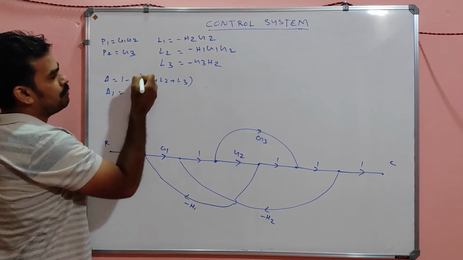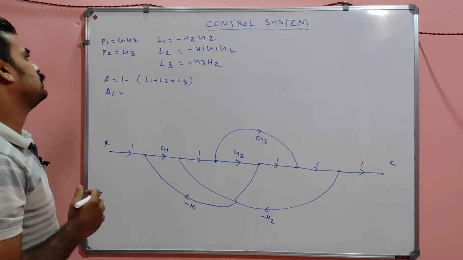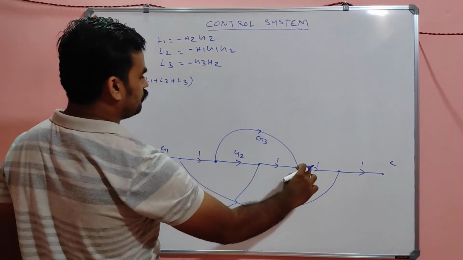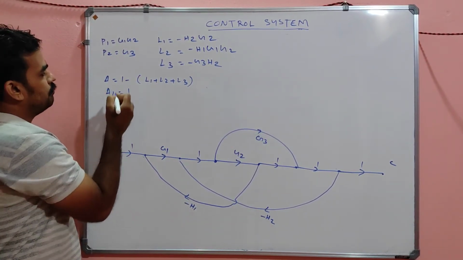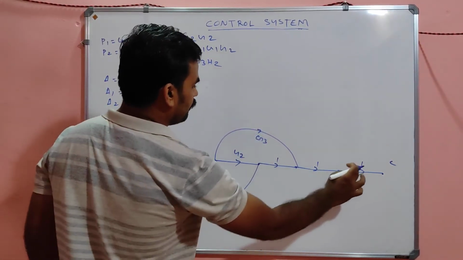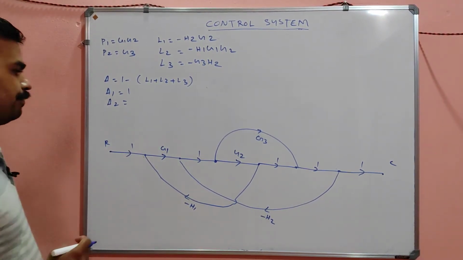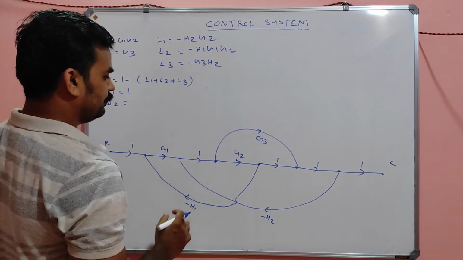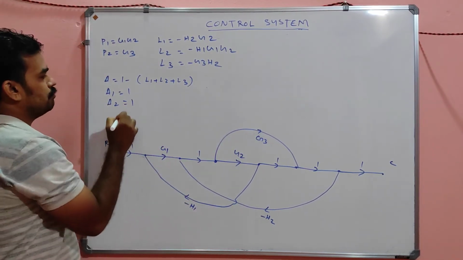So del 1 is the same as del excluding the loops which are touching the first forward path. The first forward path is my G1 G2. So if you remove G1 G2, everything will vanish, correct? So it's simply del, and that is del 2 now. Second forward path, my dear. So this is my second forward path. Is there any loop which is not touching the second forward path? No. These two are connected here, so it is touching. H2 and H1, everything is connected to H1. So no, it is simply del 1.